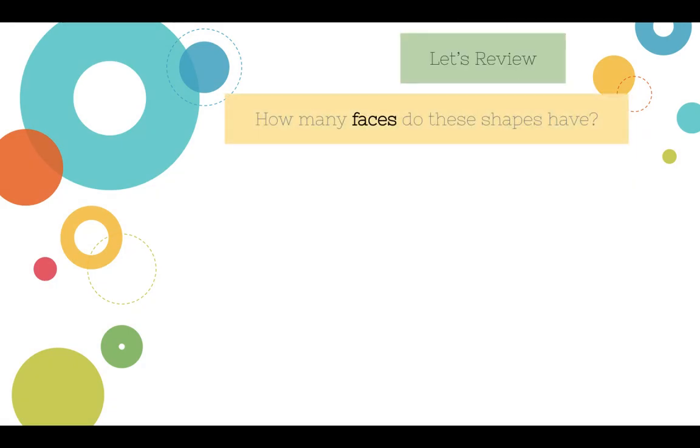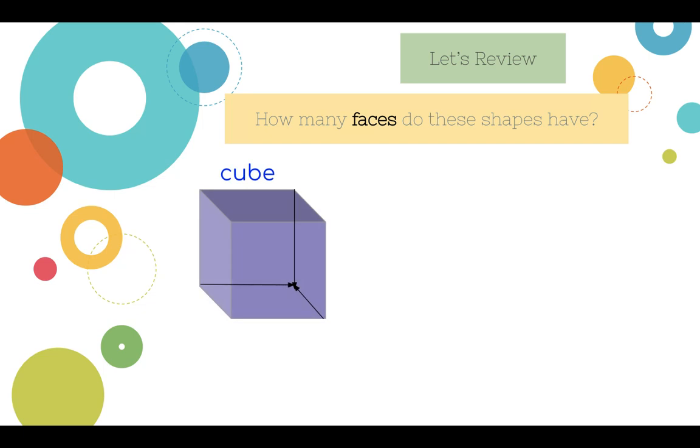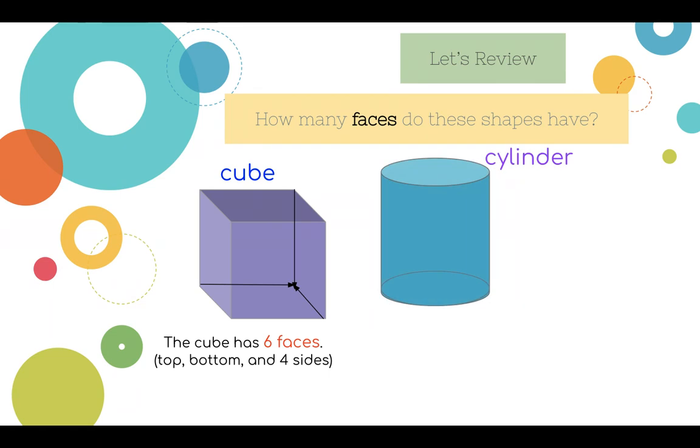So let's review. How many faces do these shapes have? Now remember, faces are the flat surfaces like on a Rubik's Cube. So this cube, for example, has how many? 6 faces. It has 4 sides, plus it has the top and the bottom. Next, a cylinder. How many faces did we say the cylinder had? 3. There's a top face, the bottom face, and then that wraparound side.